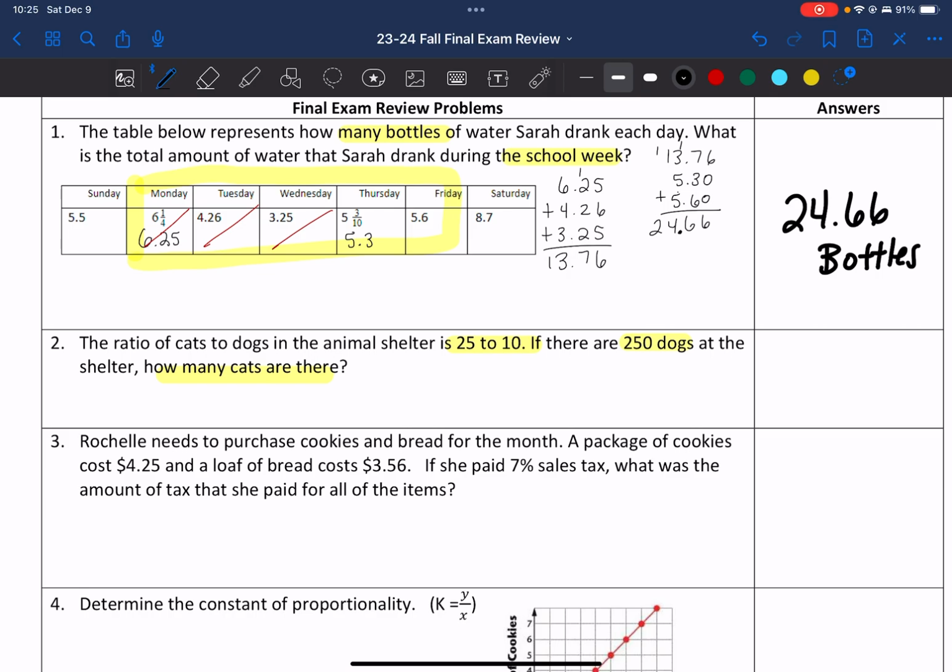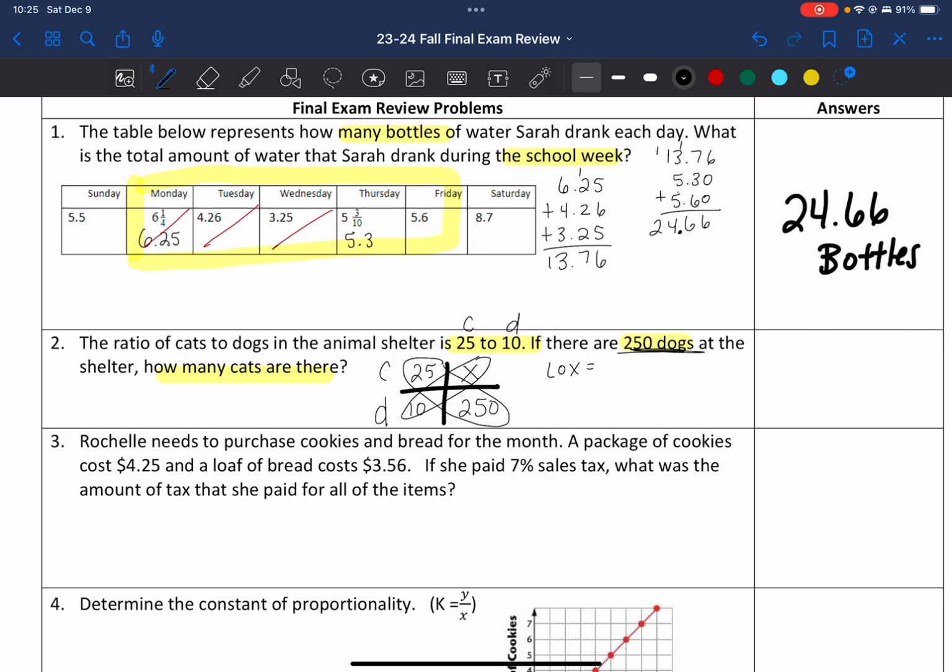Okay, so here, let's move forward. So here, 25 to 10. So let's set up a proportion, okay? Now here I have cats to dogs. This is going to be cats, this is dogs. So there is 25 cats, there is 10 dogs. And then it says if there are 250 dogs, so 250 goes down here and x goes up here. Now I'm going to cross multiply. So 10x equals 25 times 250.